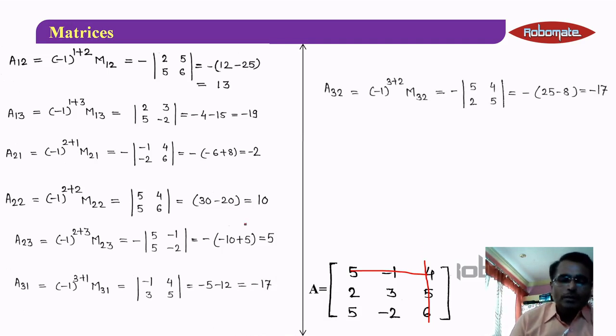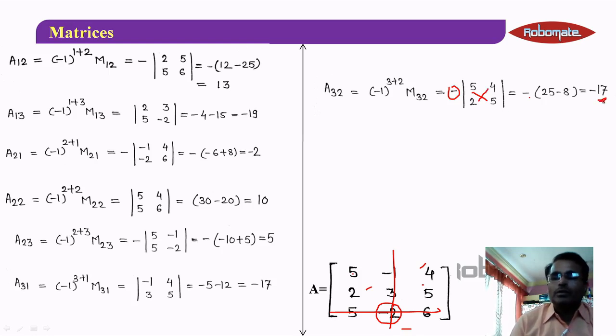A32 means if you want to find the cofactor for this element, eliminate this row and this column, and since there is a negative sign here for the cofactor, that comes here. So the determinant of what? 5, 4, 2, 5. That will come as minus of 25 minus 8. So minus 17 is your required value. Is that clear? Similarly, you can consider A33.